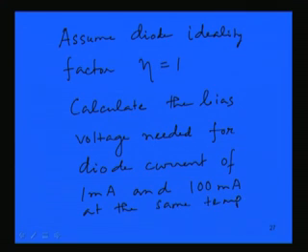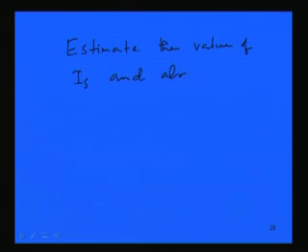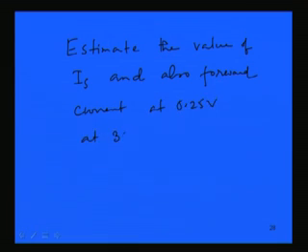So, this is the second part of the problem, and also you have to estimate the value of the reverse saturation current Is and also the forward current at 0.25 volt at 30 degree centigrade above room temperature. So, now the temperature is increased. At the new temperature, you have to find out the value of the reverse saturation current as well as the forward current.